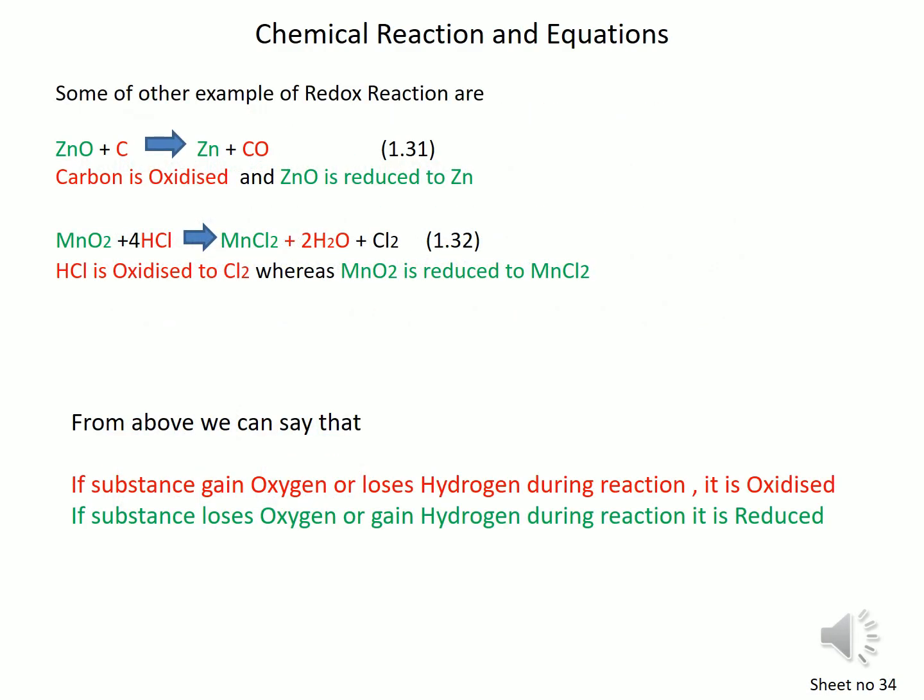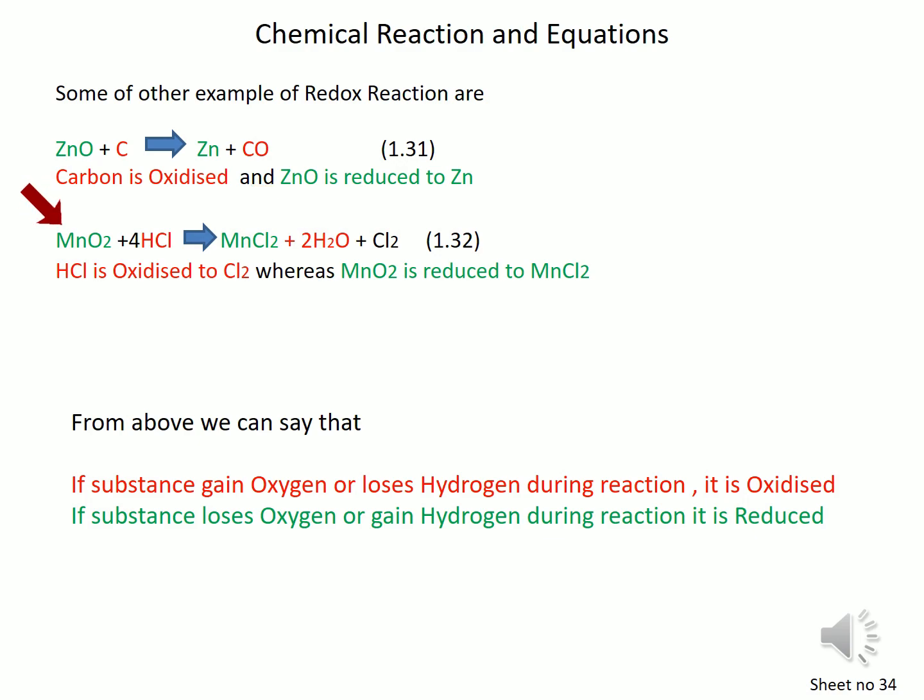Now let us see further simple reactions, some other examples of redox reactions. Here ZnO is interacting with C to form Zn plus CO. Here also I use two different colors, one for oxidation and one for reduction. Here carbon is becoming CO. That means carbon is gaining oxygen. Since oxygen is gained, it is oxidized. And ZnO is losing oxygen to form Zn. Since oxygen is lost, it is a reduction process.